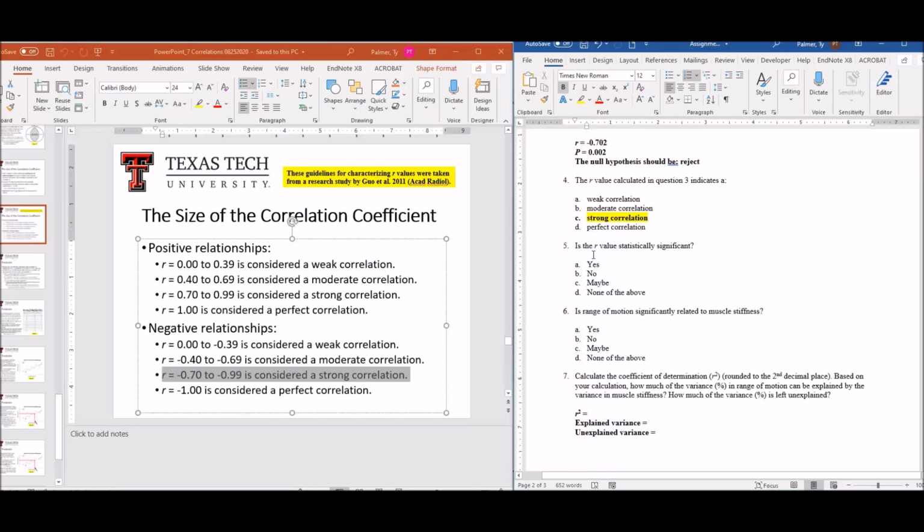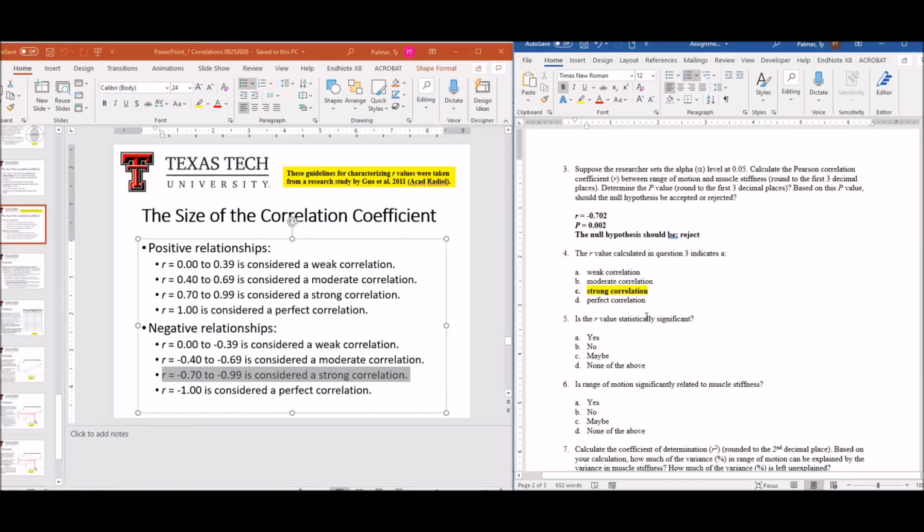Let's move on to question 5. Is the R value statistically significant? In order to answer this question, all we have to do is go back up to question number 3, because of our statistical decision here. We reject the null hypothesis, and remember, we reject the null hypothesis because the p-value is less than the alpha level that we set, 0.05. Because the p-value is less than the alpha level of 0.05, we reject the null hypothesis.